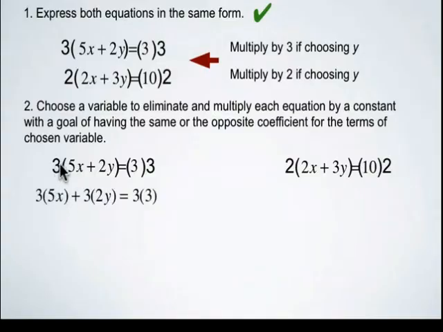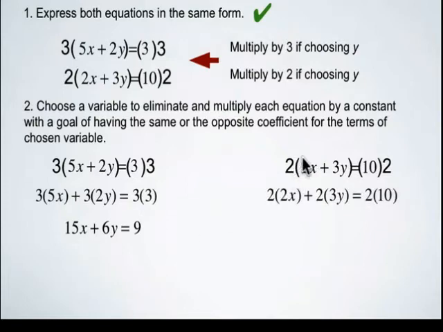So now 3 times 5x plus 2y is equal to 15x plus 6y is equal to 9, because 3 times 3 is 9. Next we have to do the same thing for our other equation, so we're multiplying the second equation by 2. So 2 times 2x is 4x, 2 times 3y is 6y, is equal to 2 times 10, which is 20.